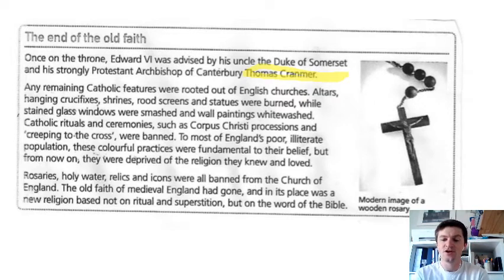So the Protestant Church strips everything back, makes it very simple, and it's just about somebody's relationship with God through the Bible. Okay? None of the ceremony, or none of the smells or the sights that you will experience in the Catholic Church.